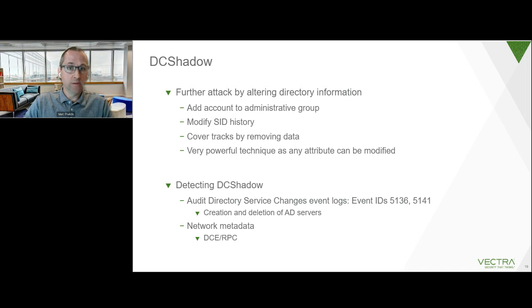It may be possible to detect DCShadow via logs from audit directory service changes, specifically event IDs 5136 and 5141, which monitor the creation and deletion of AD servers. Hunting for this activity with network metadata will use the same metadata stream as we did for DCSync, the DCE RPC metadata stream. However, since the machine the actor is controlling is behaving as a DC, the directionality of the events will show executed activity from both the fake DC and the real DC.